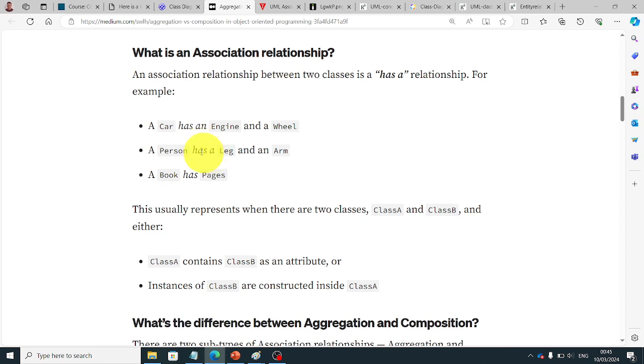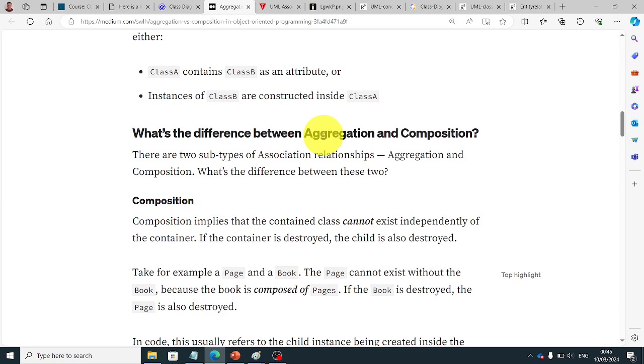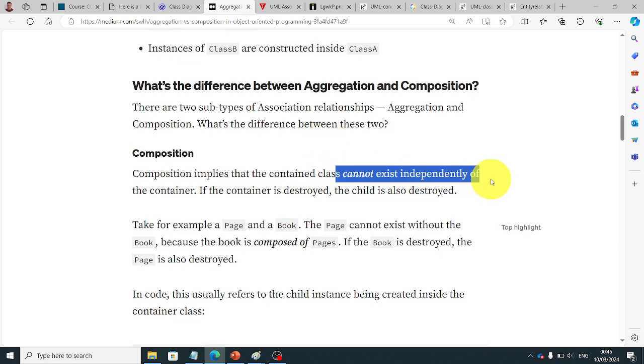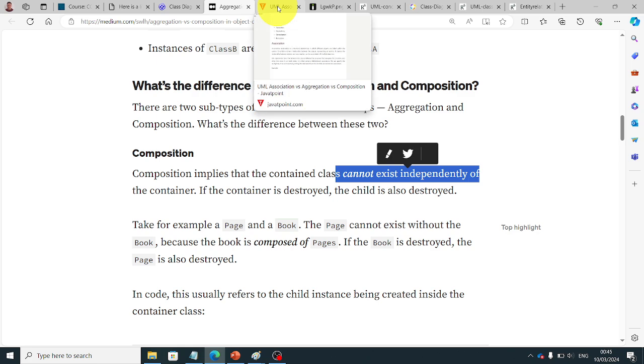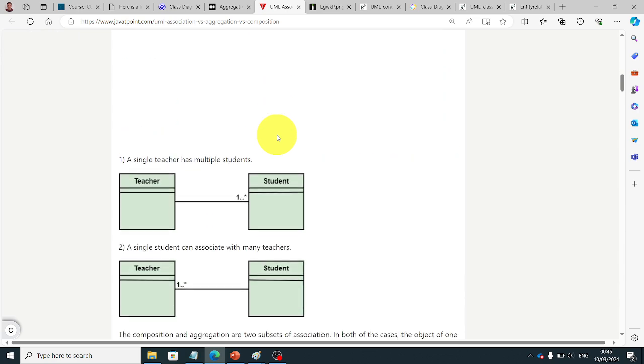We'll focus on associations. For example, a car has an engine, and a car has a wheel. A person has a leg. A book has a page. There's a big difference between a full and a partial aggregation. A composition is where something is fully owned. It cannot exist independently. If something cannot exist independently of the parent class, then you'd say it's owned by that class. There are some examples here.